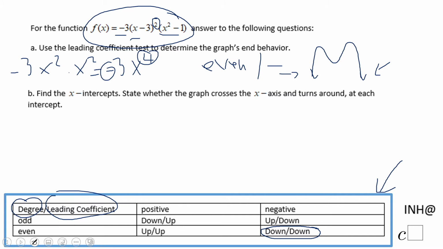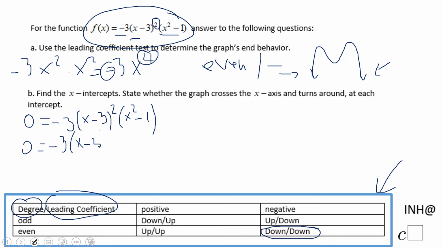because you're going to answer part B, the intercepts. So for the intercepts, we're going to set the function to 0, and we have negative 3 times x minus 3 squared times x squared minus 1. And we notice this x squared minus 1 can be factored, because it's a difference of squares. We have x minus 1 times x plus 1.